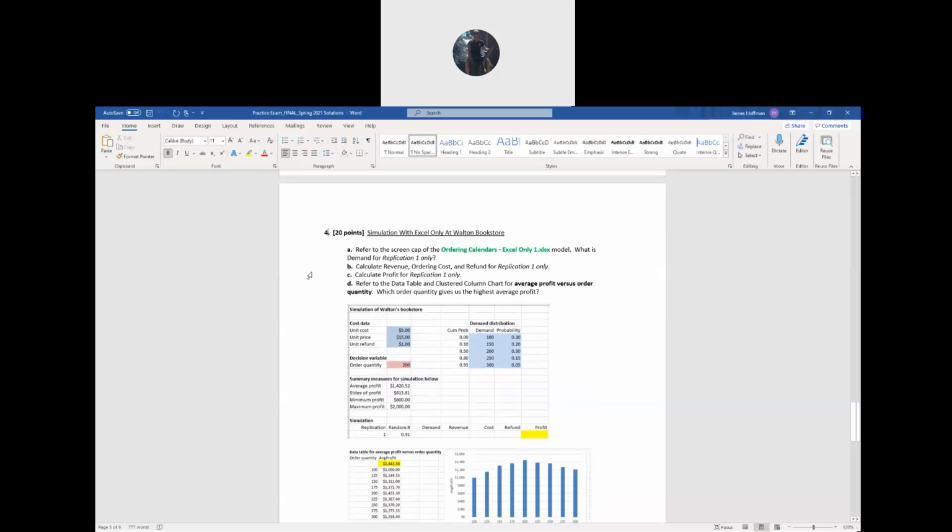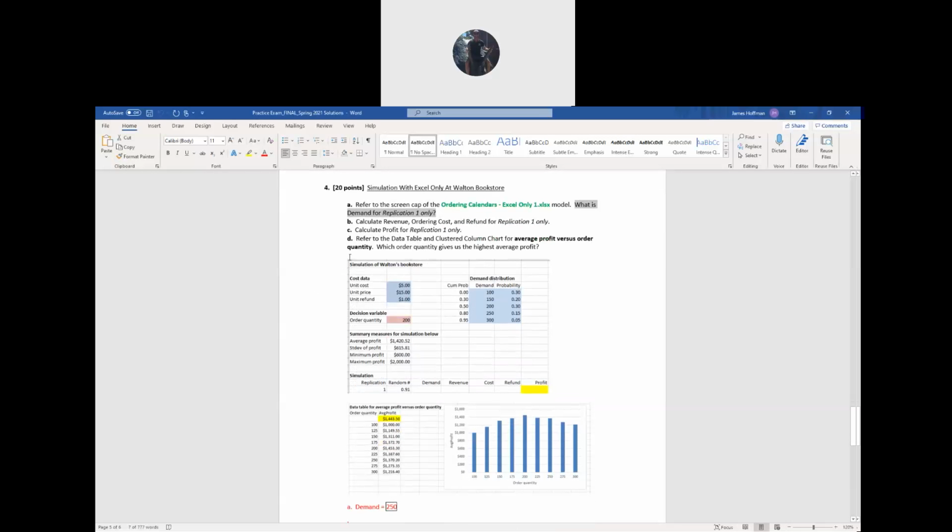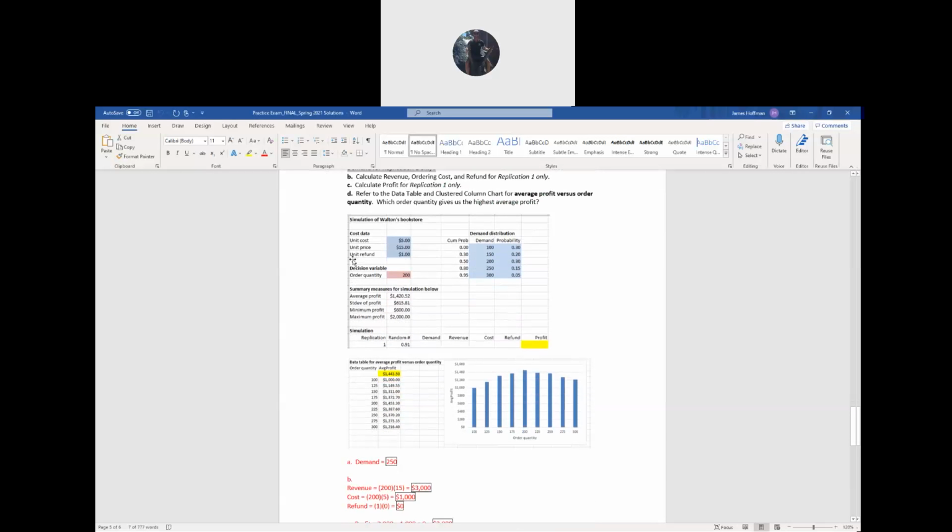Number 4 is going to be a simulation with Excel only at Walton Bookstore. Part A: refer to the screen cap of ordering calendars for Excel only one. What is demand for replication one only? We did a bunch of simulations, but I just want you to understand the logic and the math for one simulation, and that's all you need to know. For the very first one, we don't need to do all the 1,000 simulations. I just want you to understand the first one.